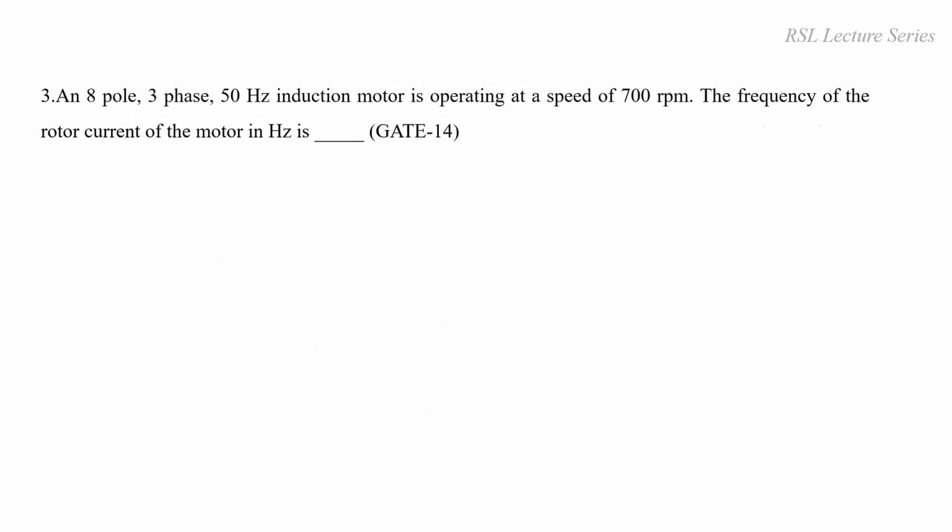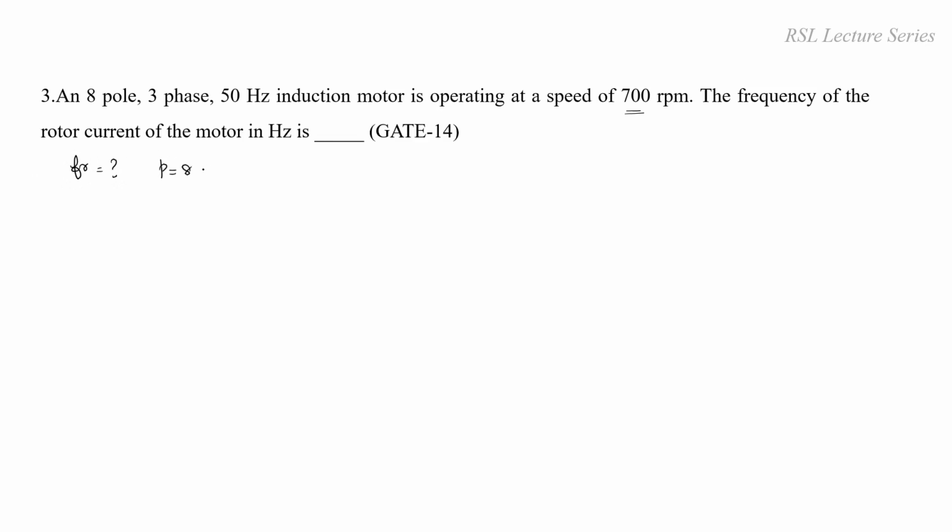Now we'll solve the third question. An 8-pole, 3-phase, 50 Hz induction motor is operating at a speed of 700 RPM. The frequency of the rotor current of the motor in Hertz is? So we have to find the rotor current frequency, FR. This is a straightforward question, we can solve it easily. Now we'll write the given data.